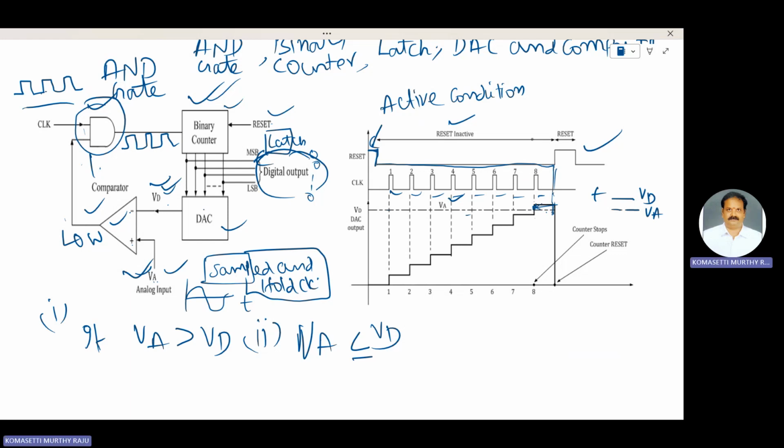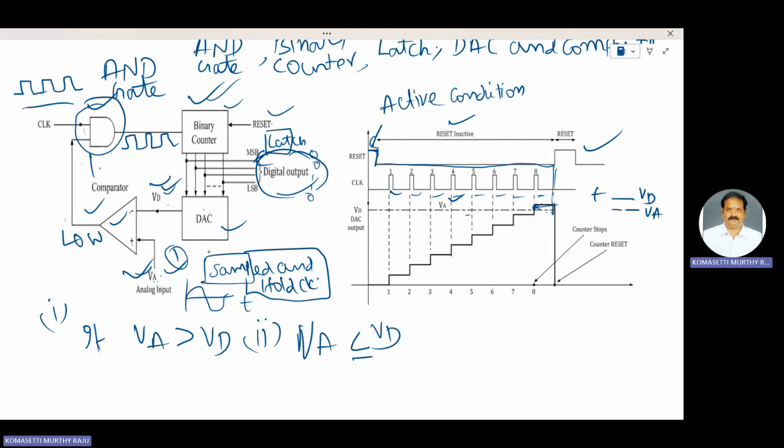For a 3-bit converter, 2 cubed, that means 8 clock pulses are needed for complete conversion. At the end of the 8 clock pulses, VD is greater than VA. The binary counter stops the count. Therefore, that particular VA, sample value 1, is converted into digital output.